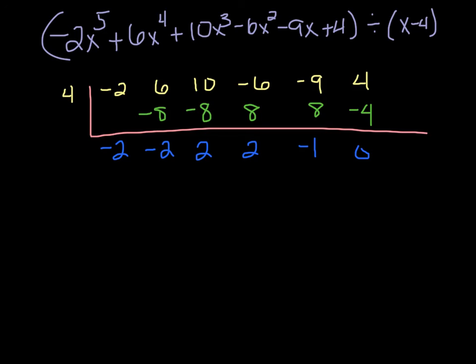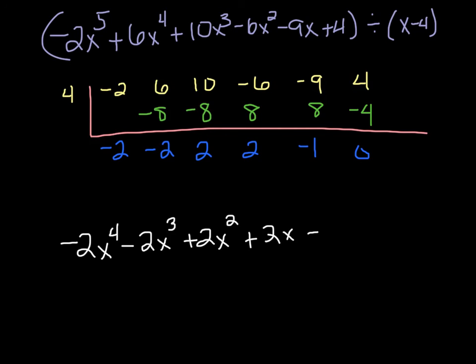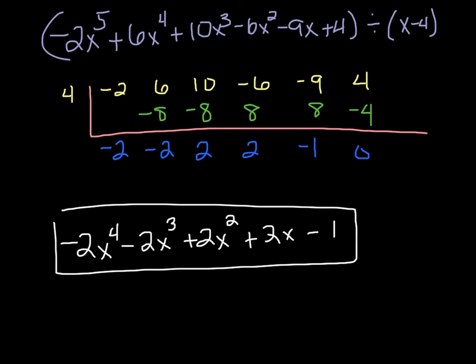Now I'm just going to write our resulting polynomial. So we started with negative 2x to the 5th. So our first exponent is going to be x to the 4th. Negative 2x to the 4th. Then it's negative 2x cubed. A positive 2x squared. And then another positive 2x. And then a negative 1. There we go.